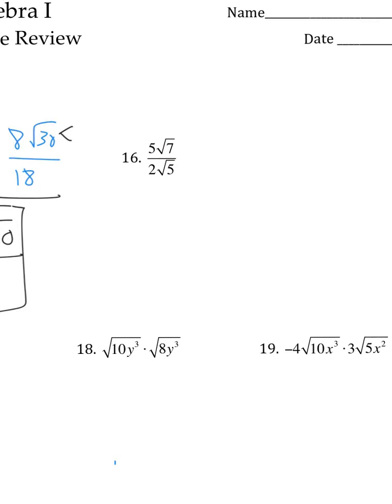16. See if you can do this one kind of on your own. Maybe pause it and see if you can get the same answer as me. The issue is square root of 5. So I multiply top and bottom by the square root of 5.